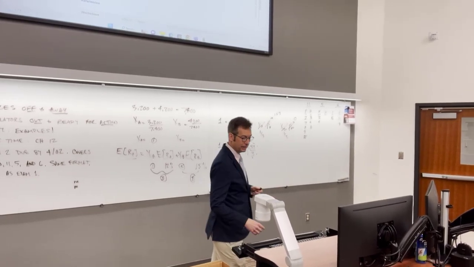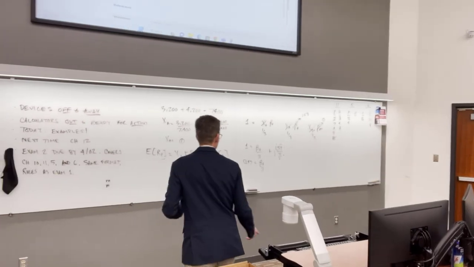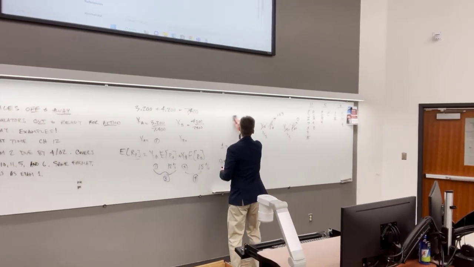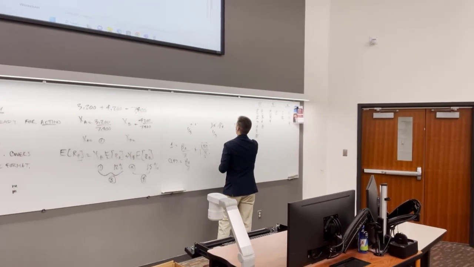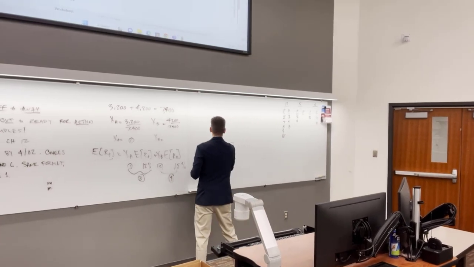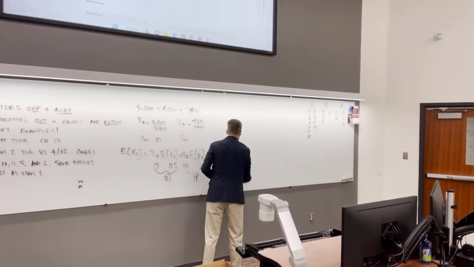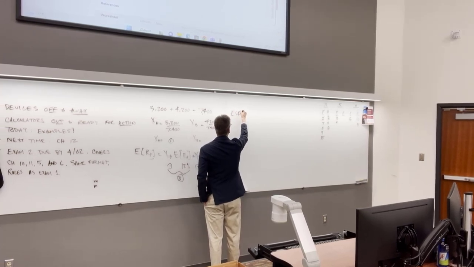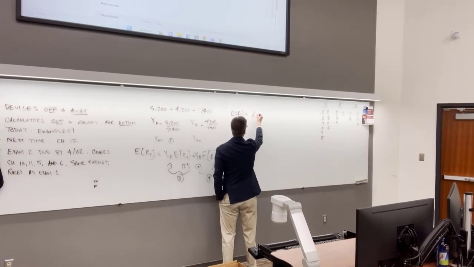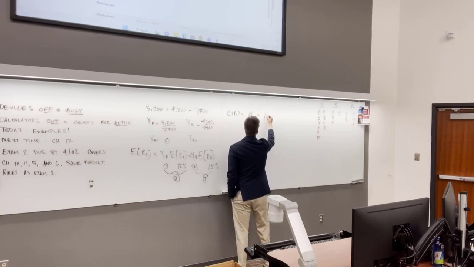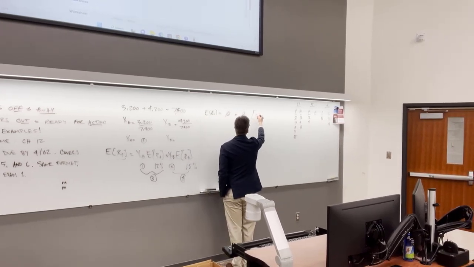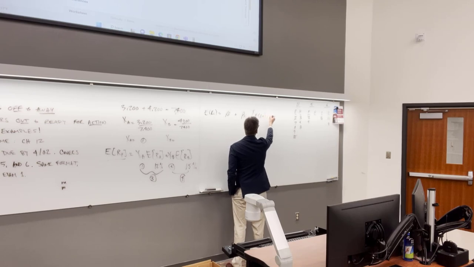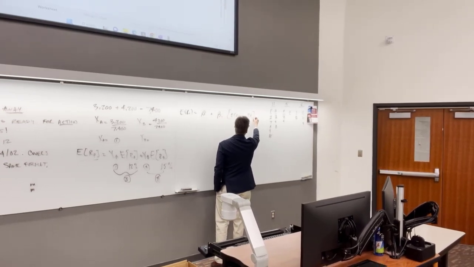Oh, this one's tricky. And I'll show you why this one's tricky. Expected return on the stock I is equal to the risk-free rate plus the beta on stock I times the expected return on the market minus the risk-free rate.